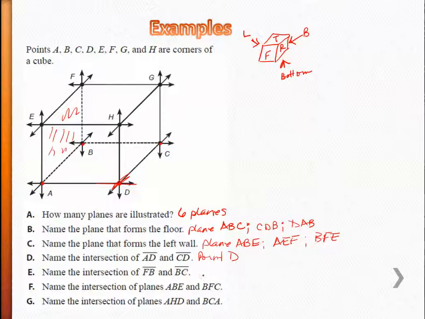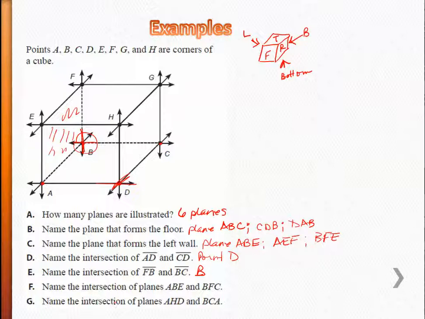I'm on part E. Name the intersection of FB and BC. So I'm looking at that point they have in common. That's going to be their point of intersection. Here's FB and here's BC. So I'm just going to put B for point B.